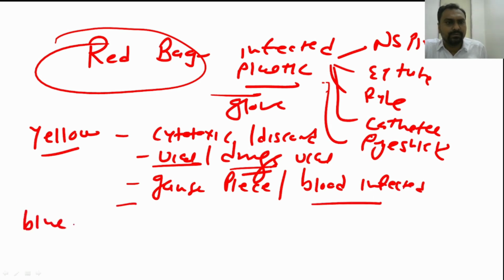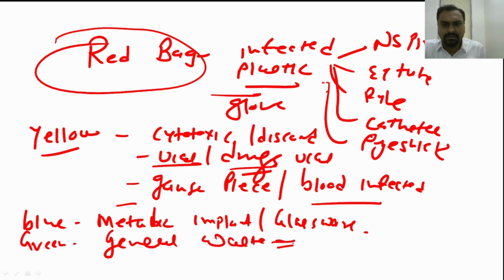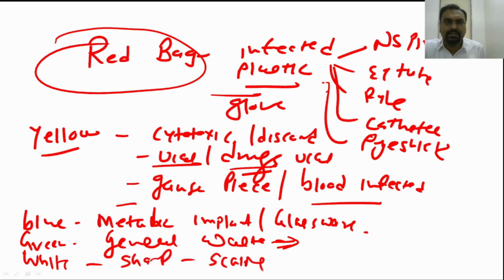While blue is for the metallic implant and broken glassware or glass. Green is for the general waste like papers or mineral water. And last is white, for the sharp waste like scalpel, needle, etc. This is all about the biomedical waste disposal guidelines.